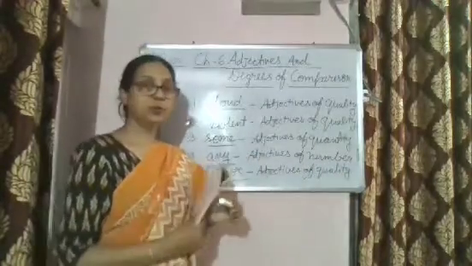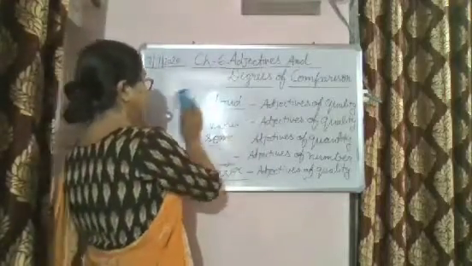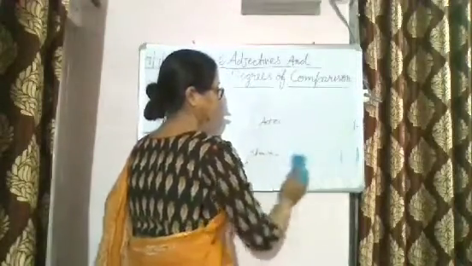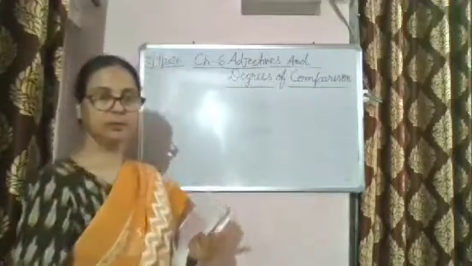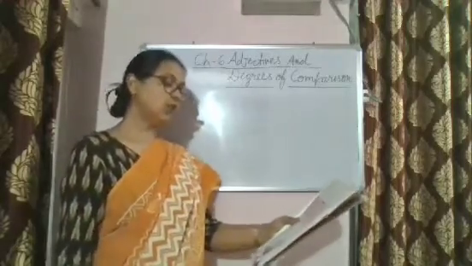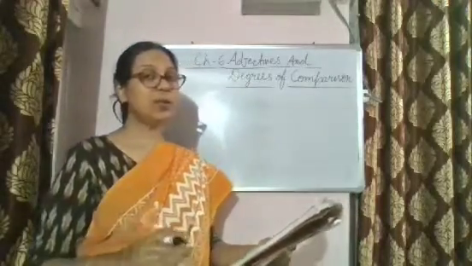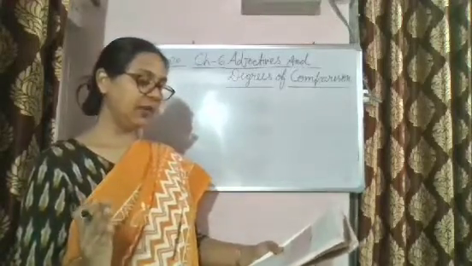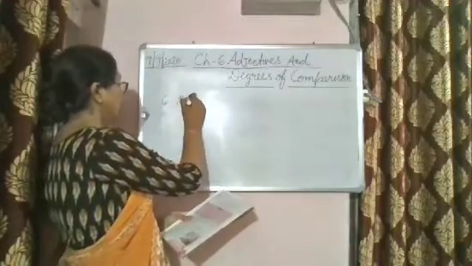Now let's move to exercise number 6. Exercise number 6 is many students gathered at the gate to appear for the test. How many students? Many students. So here you can see it is adjective of number. 6 is many.